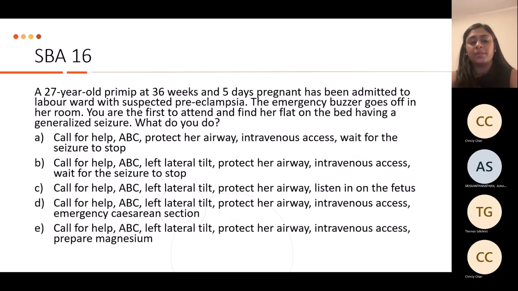So we'll move on to the next one. So we've got a 27-year-old who's 36 weeks and 5 days pregnant. She's been admitted to labour ward with suspected preeclampsia. The emergency buzzer goes off in her room. You're the first to attend and you find her flat on the bed having a generalised seizure. What do you do?